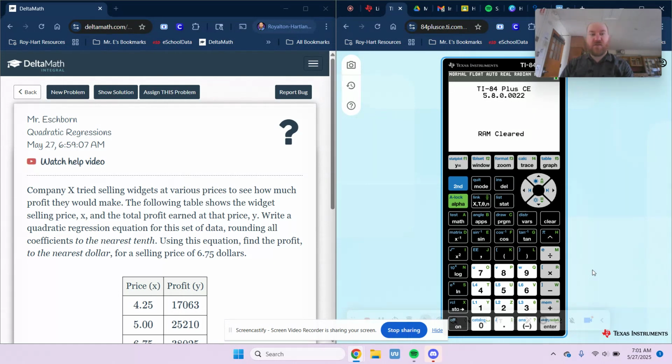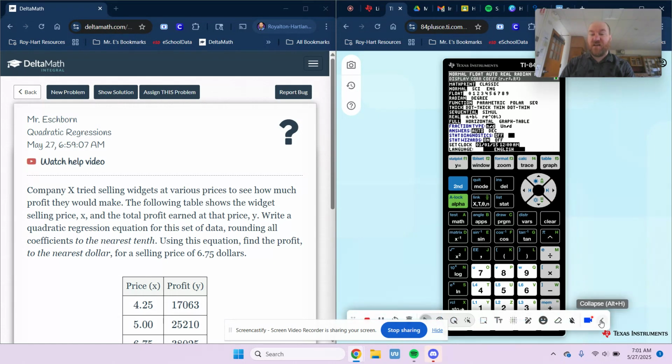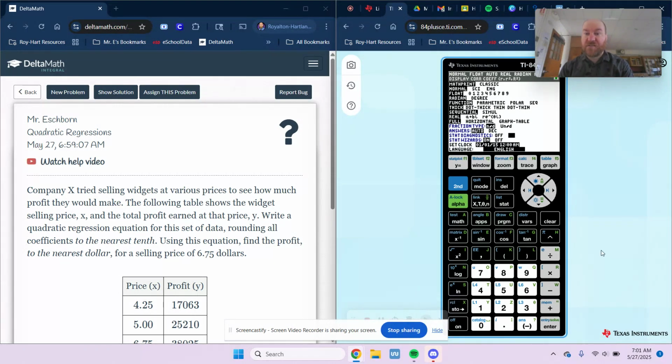So after you reset, we're going to go to mode, and we're going to make sure that stat diagnostics is on. Regression falls under the statistics category, and stat diagnostics needs to be on to do regression. And also you want to double check if you have a TI-84 Plus that the stat wizards is also on. Most calculators have that option, but not all of them. All right, and then you can leave the screen by hitting second, then the quit button.